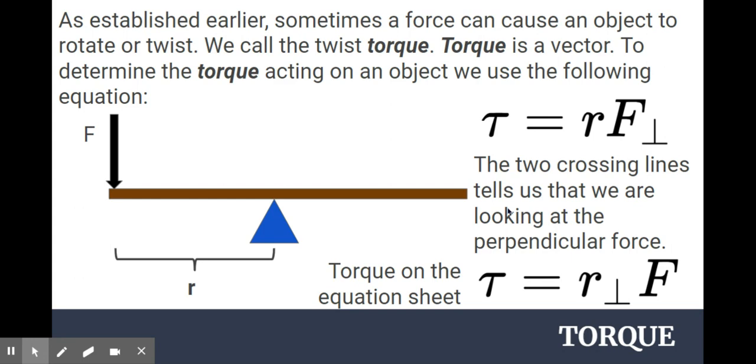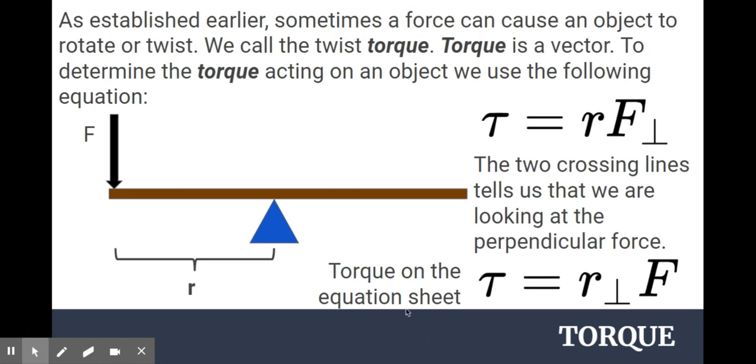All right, so to determine the torque that's acting on an object, you have to look at both the perpendicular part of the force, and you also have to look at that lever arm distance. Okay, the force and where it's located compared to the fulcrum is what's going to determine the torque. Your equation sheet says to use the perpendicular portion of the lever arm distance. You can basically just use the perpendicular part of the force. You should be able to get the same answer. Maybe a little bit easier.